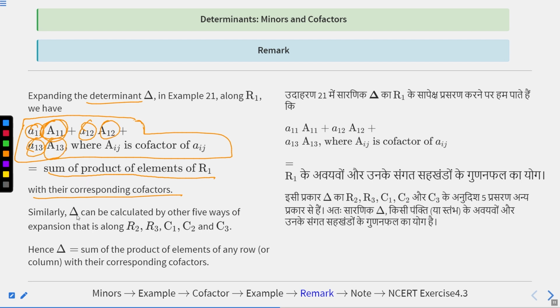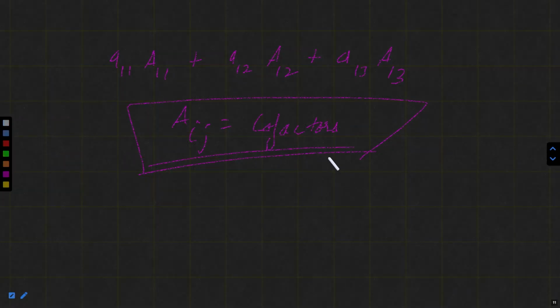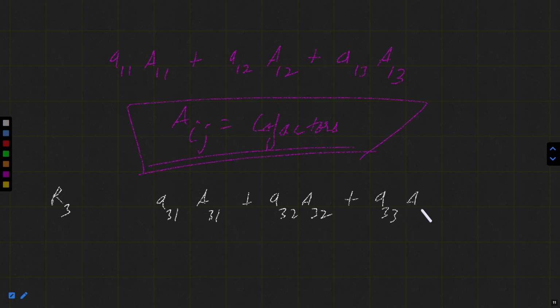Similarly, the determinant can be calculated by the other 5 ways of expansion along R2, R3, C1, C2, C3. Hence, eventually you will get the sum of products of elements of any row or column with their corresponding cofactors. This means if you were asked to evaluate along R3, row 3, then you will have a31 A31 plus a32 A32 plus a33 A33. Yes, you can directly write it down.